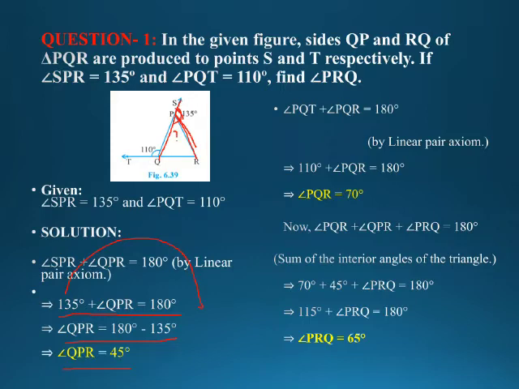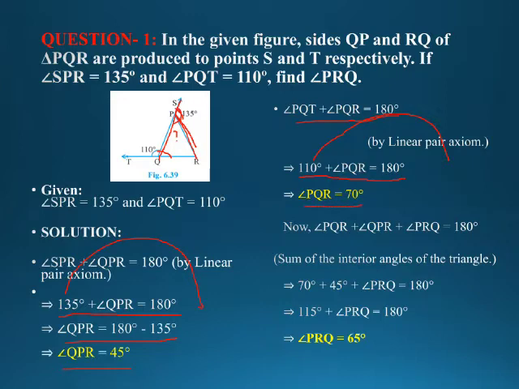Next, we have to find angle PQR. Already we know the angle PQT value. So angle PQT plus PQR equal to 180 degrees by linear pair. So PQT value is 110 plus angle PQR equal to 180 degrees. If we bring this 110 to the right hand side, it becomes 180 minus 110. Angle PQR equal to 70 degrees. Now we know angle P and angle Q.